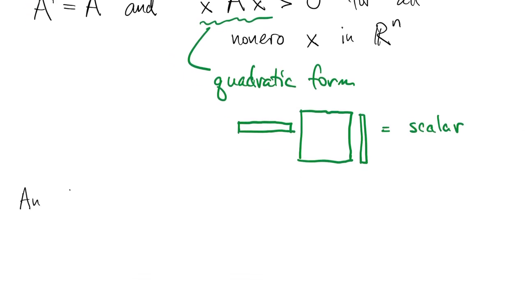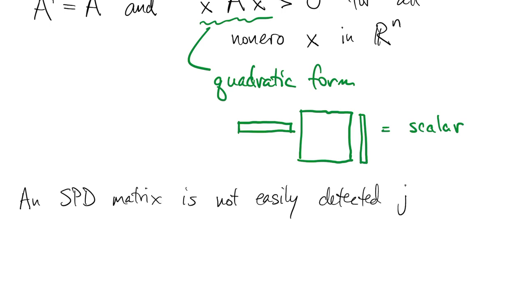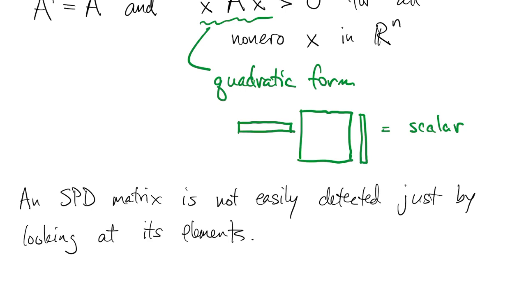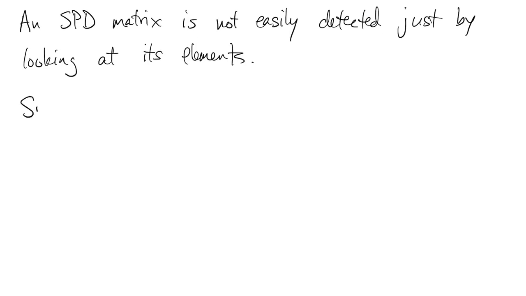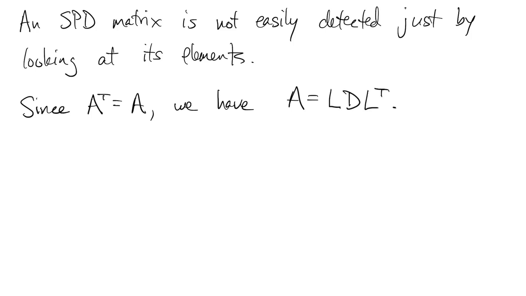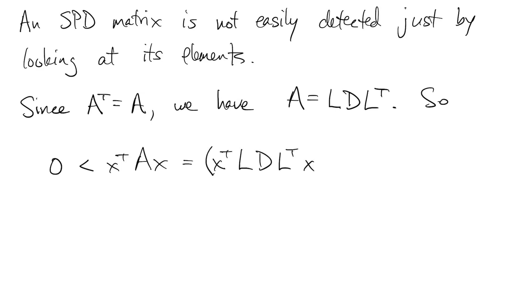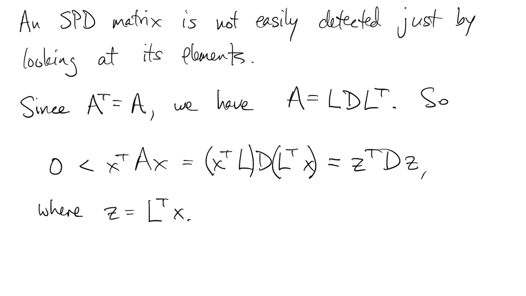These matrices do come up in applications, although the reasons are a bit more complicated. And it's not easy to detect a symmetric positive definite matrix just by looking at its elements. So normally you have some theoretical reason for knowing that it is an SPD matrix. Since A is a symmetric matrix, if it's SPD, it has an LDL transpose factorization. If we put that into the quadratic form and use some associative properties of multiplication, we see this actually has the form of another quadratic form on D, where this vector z is L transpose times x.